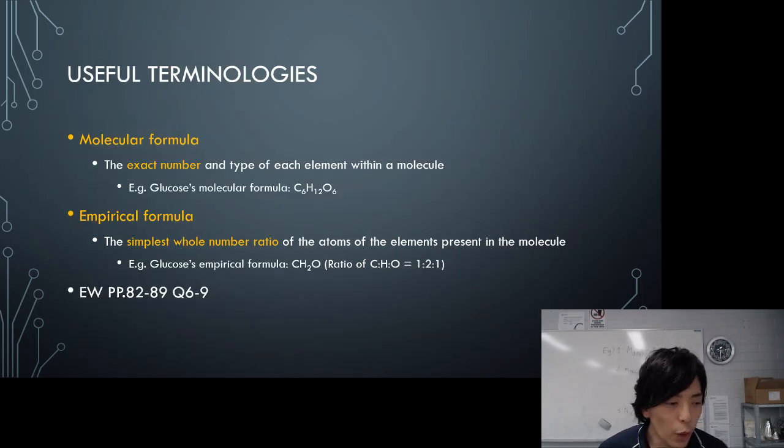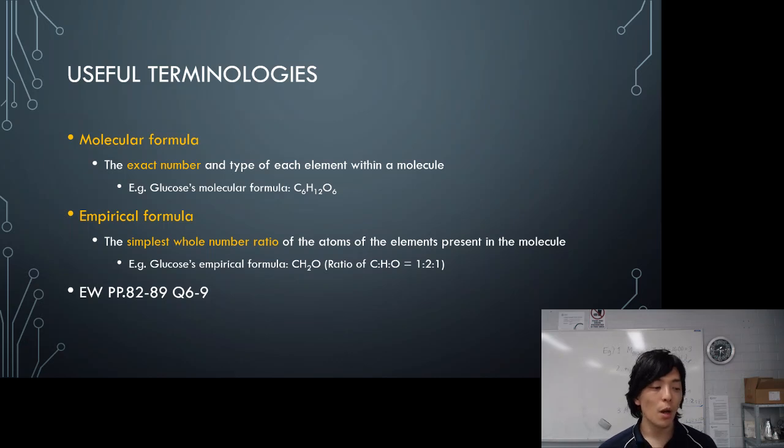A few terminologies that you would see in this part of the questions. One is molecular formula and the other one is empirical formula. They are similar. They are both types of formula, but they are different as well. Molecular formula is a term used to say that the exact number of each type of element is shown in the formula. Whereas in empirical formula, the simplest whole number ratio of elements is shown.